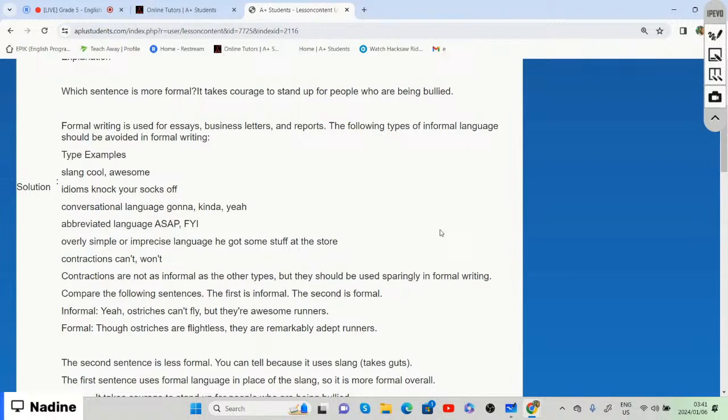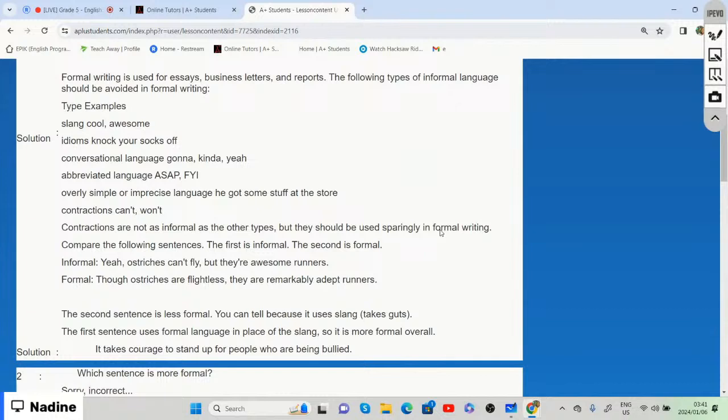That is correct. It was telling us to inform, right? So they were informing the next person as to what to do. All right. So now we're going to say these are the following informal languages that you should avoid in formal writing. And this is when you're writing essays, business letters, or reports.